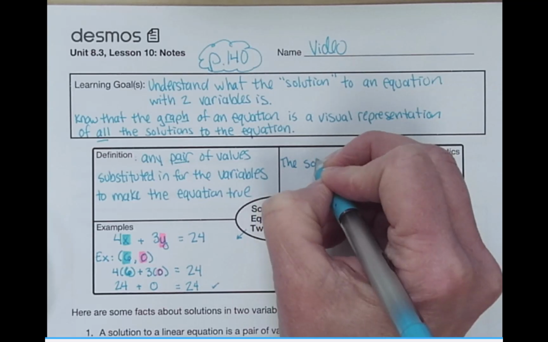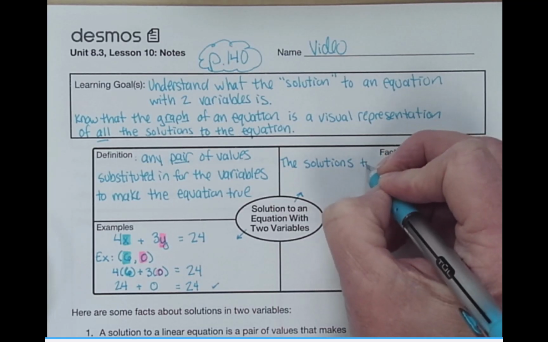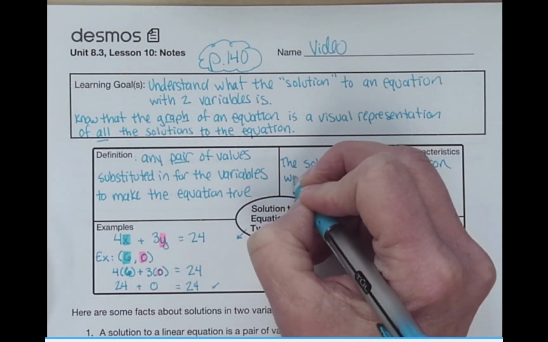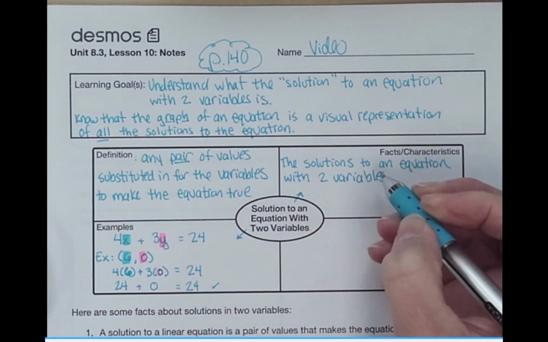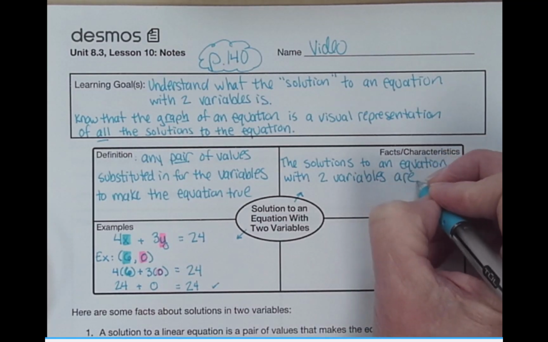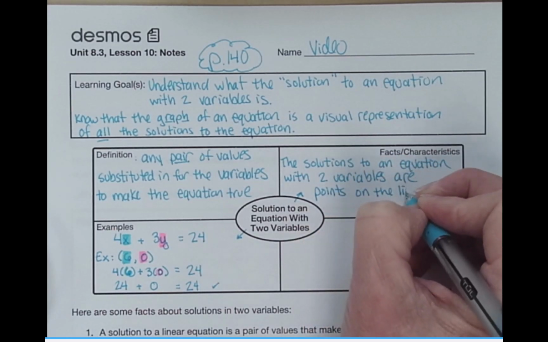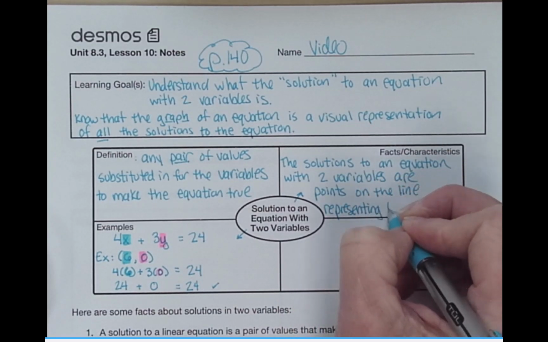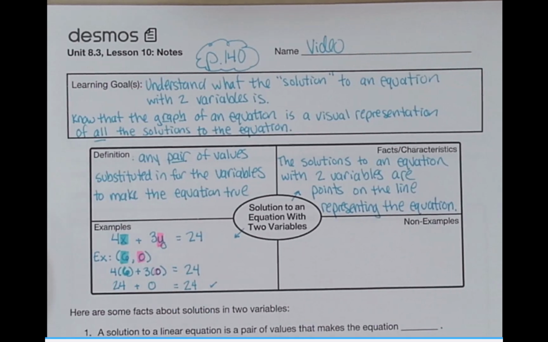The solutions, and there's more than one, to an equation with two variables are points that are on the line representing the equation. I know it's a lot of writing today, I apologize.